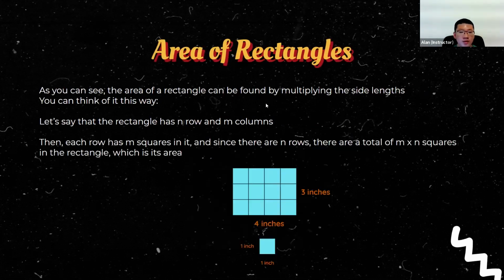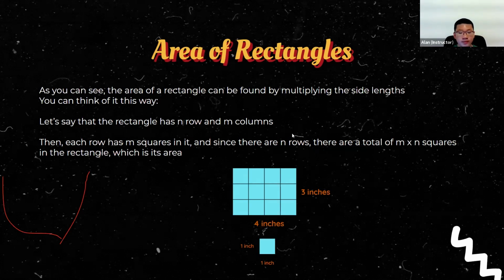But the reason why you can find the area by multiplying the side lengths is that, let's just say a rectangle has n rows and m columns. And so then each row would have m squares in it. And since there are n rows, there are going to be a total of m times n squares. And so that's going to be the area. And also, just to note that technically the unit for area is unit squared if you're using the unit for side length, but I'm not really going to focus on that.